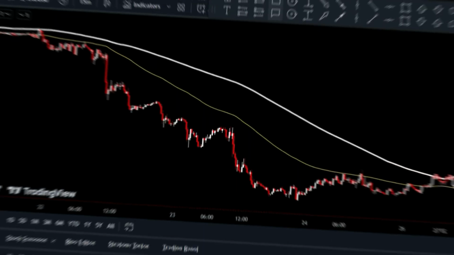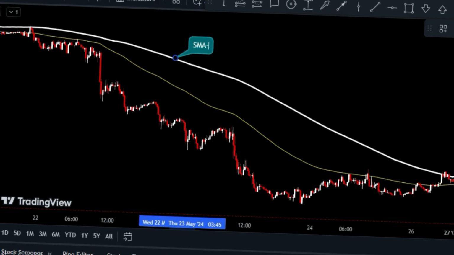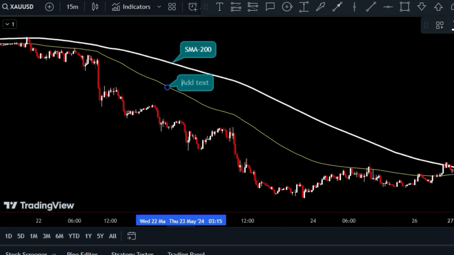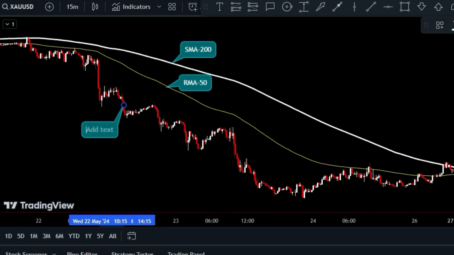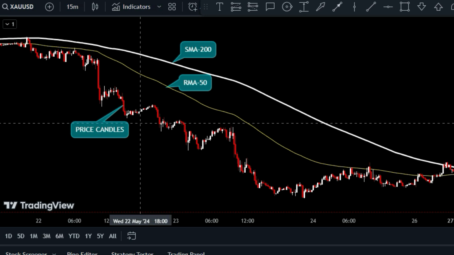On the flip side, if the RMA 50 is below the SMA 200 line and the price candles are beneath both MA lines, you've got yourself a clear downtrend.